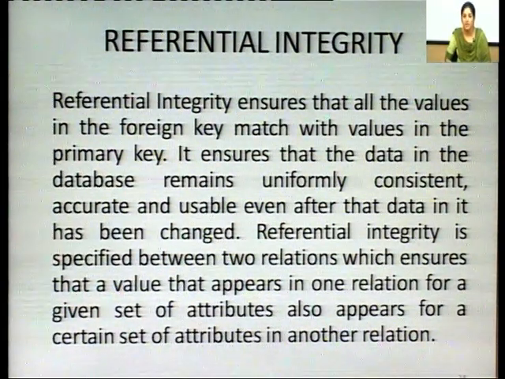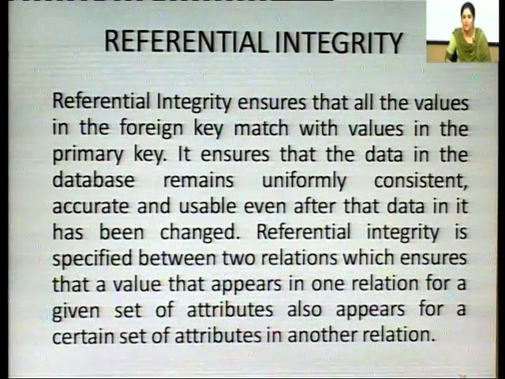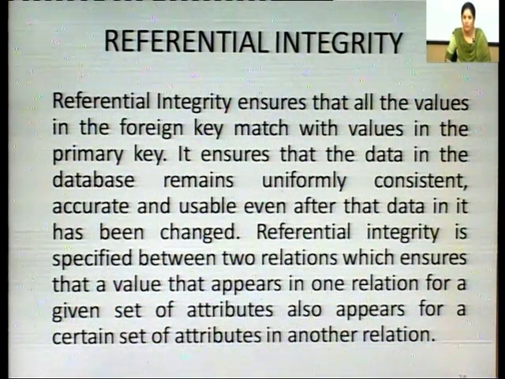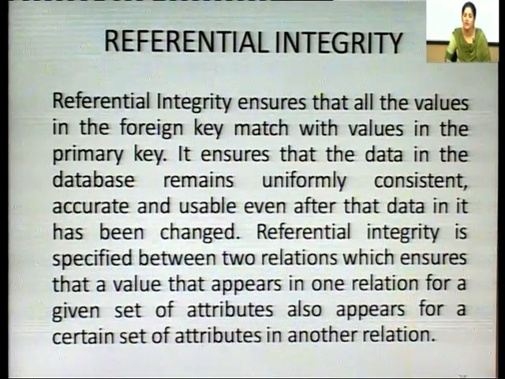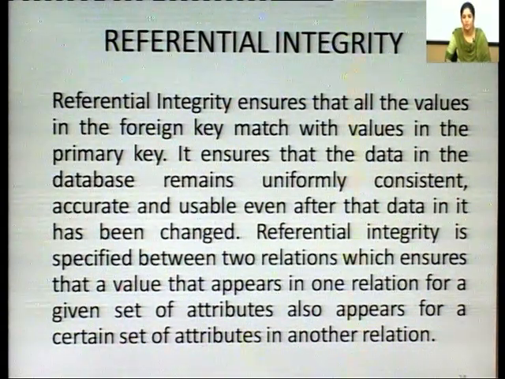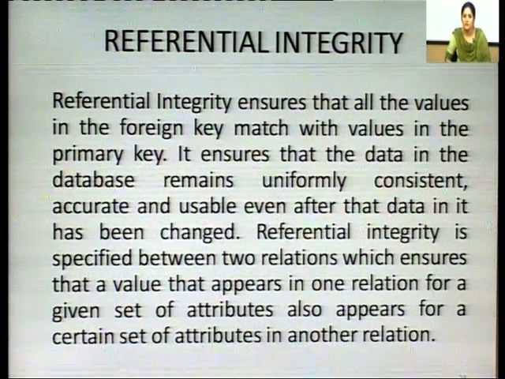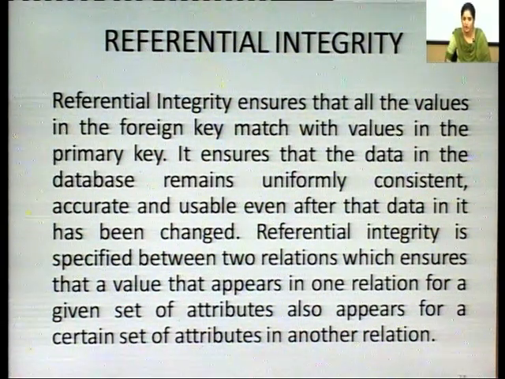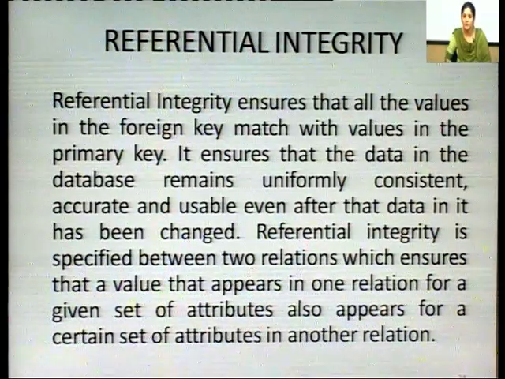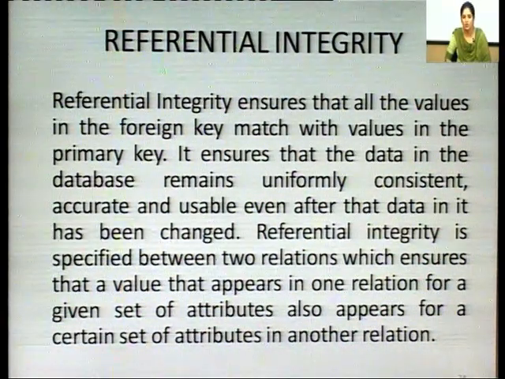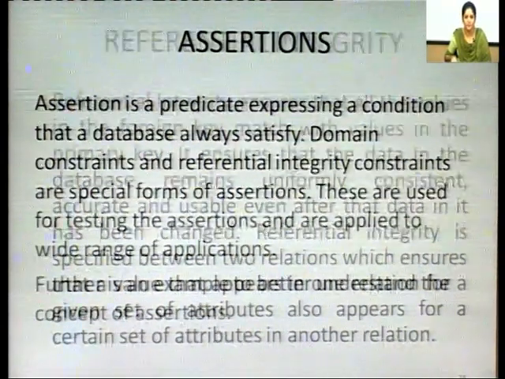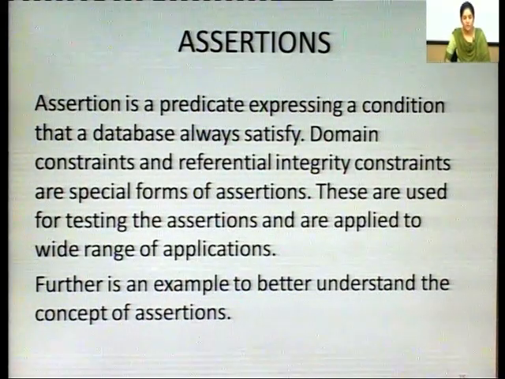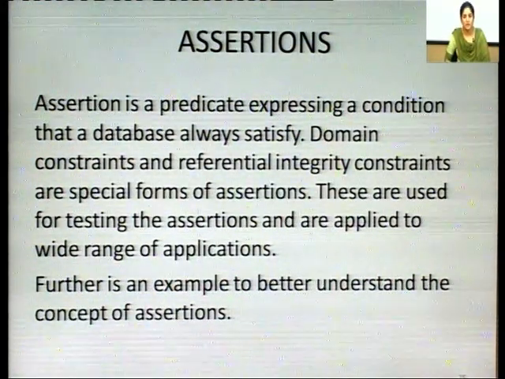Referential integrity is specified between two relations. One will have the primary key and the other will have the foreign key. It ensures that a value that appears in one relation for a given set of attributes also appears for a certain set of attributes in another relation as well. This was the referential integrity constraint of the database.